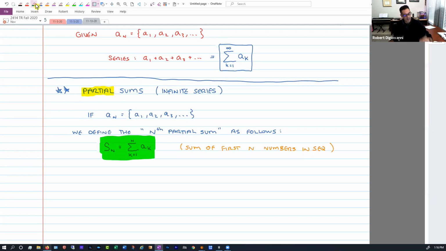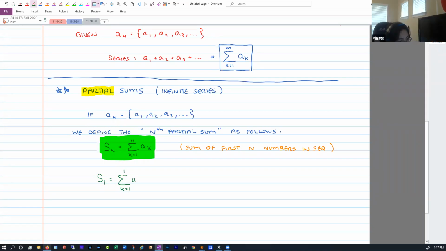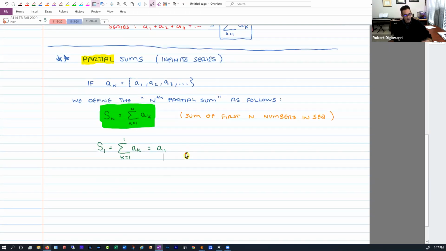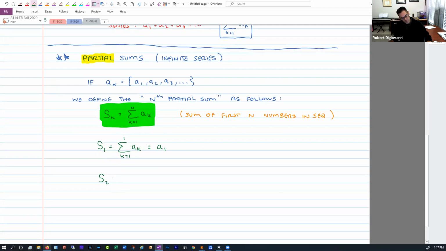So let me give you an example. If I write S sub 1, what I mean is I want you to just take the sum, k equals 1, and where do I want you to stop? 1. And I want you to add up the a sub k's. So you're going to start with k being 1, replace that k with 1, that's just a sub 1. But wait a minute, we're supposed to stop at 1, right? So isn't S sub 1 just the first number in the sequence? It's just that number.